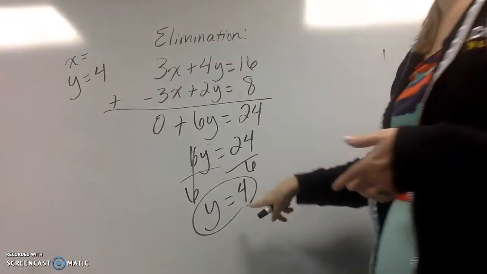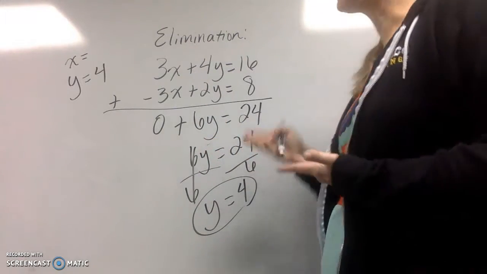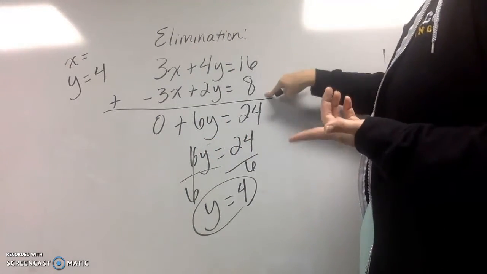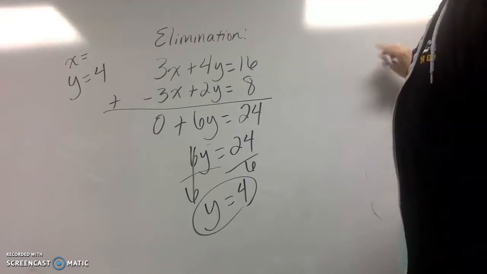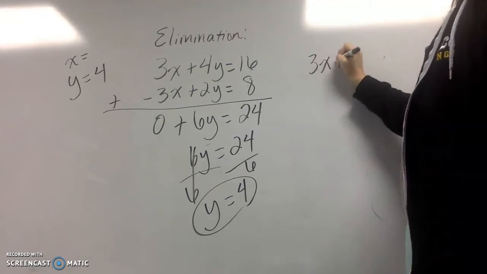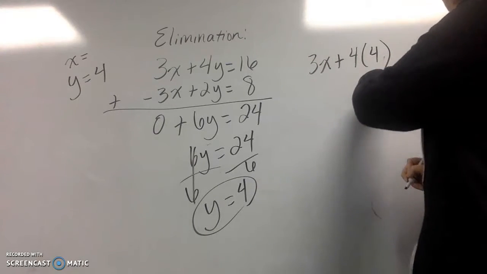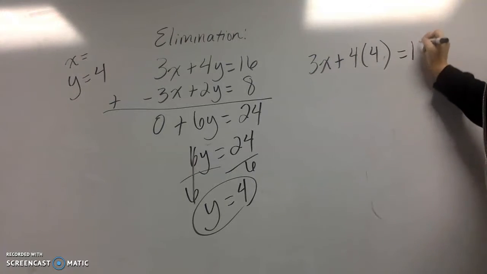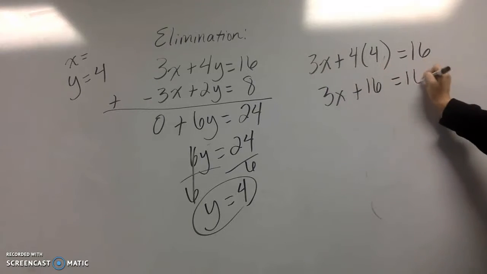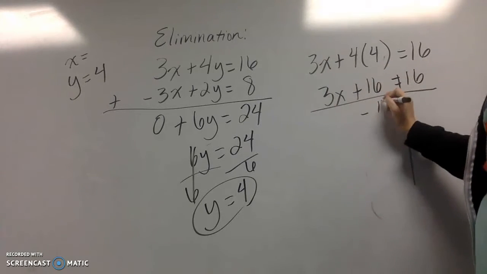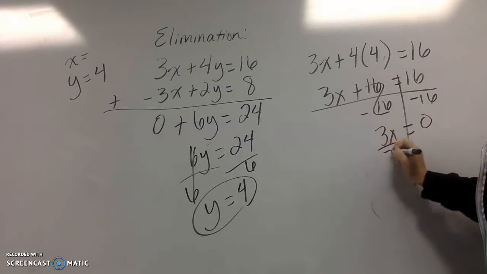Now, this time we found y first and we have to find x second. So now I'm going to substitute 4 in for y in one of these equations, solve for x. Again, it doesn't matter which one I pick. I'm going to go ahead and pick the top one just to avoid the negative. So I have 3x plus 4 times 4, because I'm substituting that 4 in for y, equals 16. 3x plus 16 equals 16. Go ahead and solve. 3x equals 0. Divide by 3.